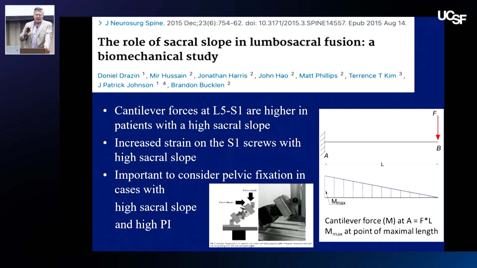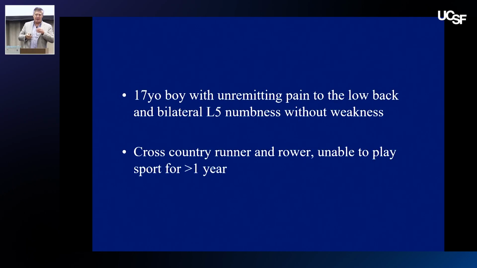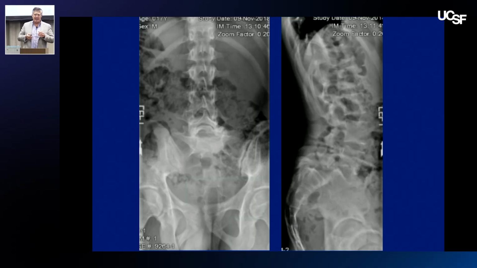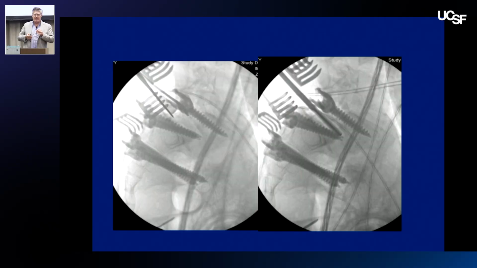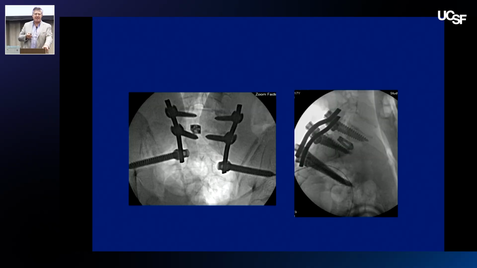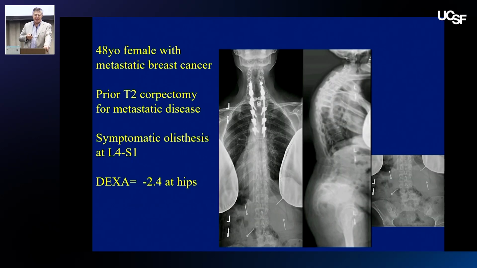I think this is a great paper that came out of the group at Cedars, looking at essentially sacral slope, but that's sort of a proxy for pelvic incidence. But recognizing that a patient with a high sacral slope, high pelvic incidence, a lot more strain on S1. And those are instances where, for example, a dysplastic spondy, 17-year-old with a dysplastic spondy, high pelvic incidence, routinely I'm going to be using pelvic fixation on these, not stopping at S1.